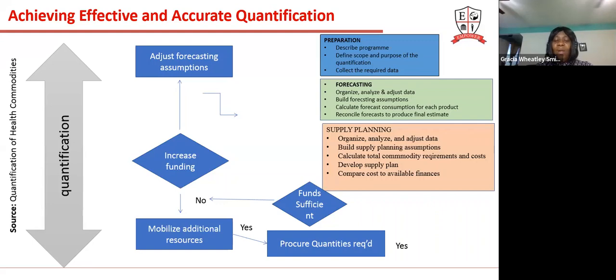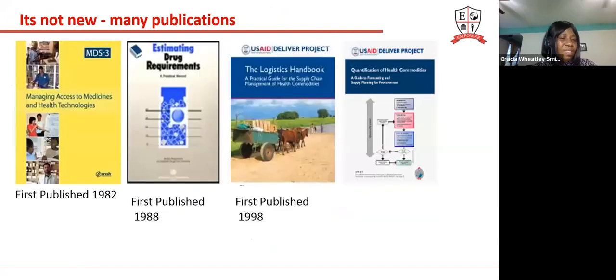Can we mobilize additional resources if they are insufficient? Can we increase the funding? Then we adjust our forecasting assumptions to ensure that the quantification is accurate and it meets the needs of our countries and our patients. And here are some resources where we can find more on quantification.